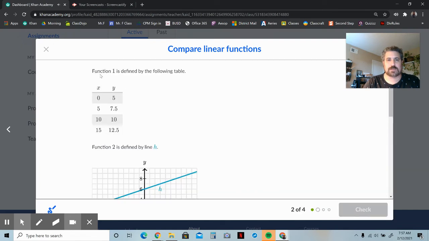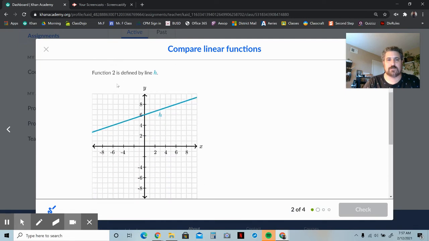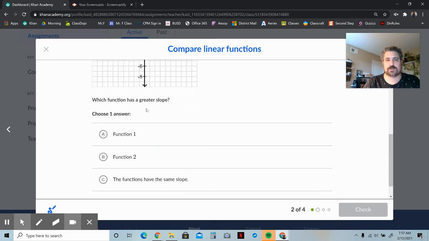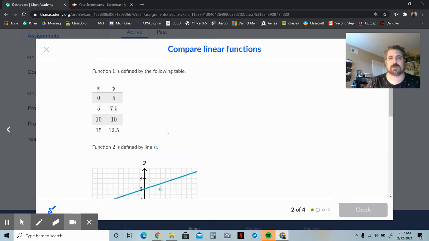All right, for the next one, it says function 1 is defined by the following table: 0, 5; 5, 7.5; 10, 10, and so on and so forth. Function 2 is defined by line h on this graph. It says which function has a greater slope? Okay, well, once again, we have to figure out what the slope of these two situations is, right? So if we look at this table, as x changes by 5, y changes by 2.5. So that's 2.5 over 5, or 1/2. So function 1 has a slope of 1/2, change in y over change in x.